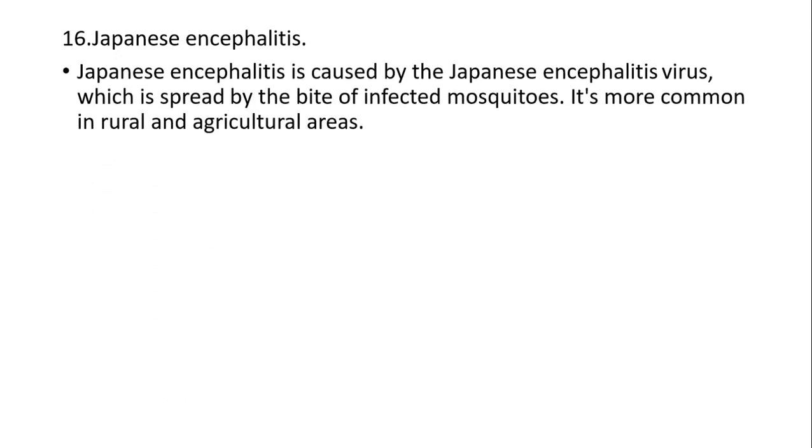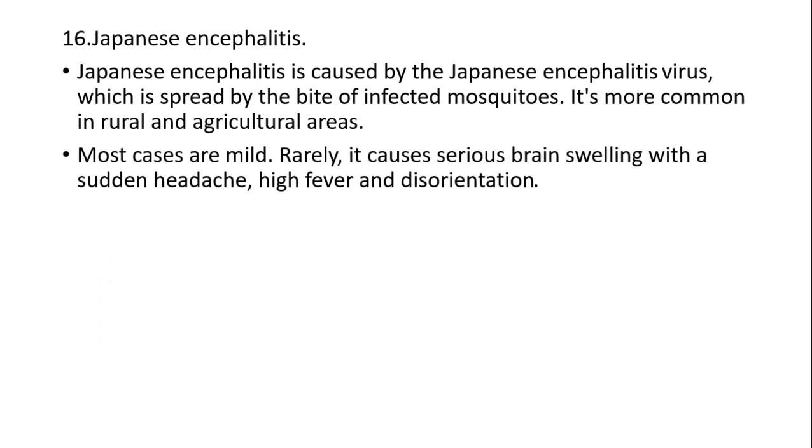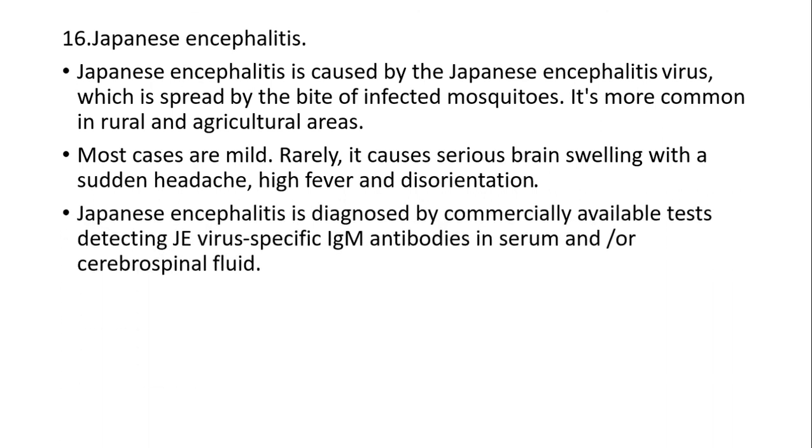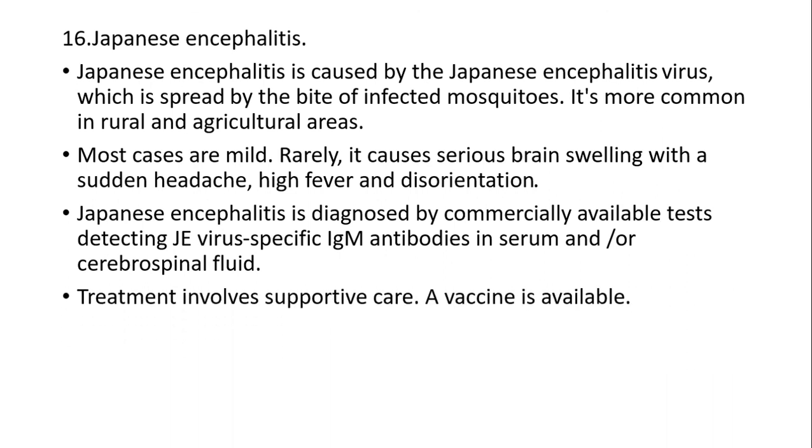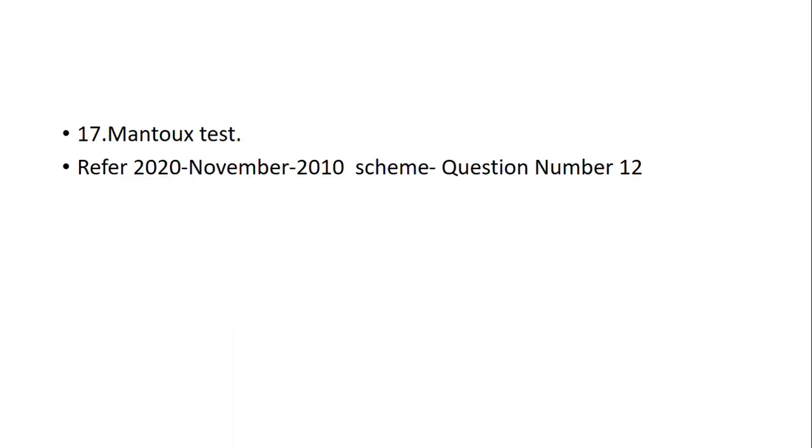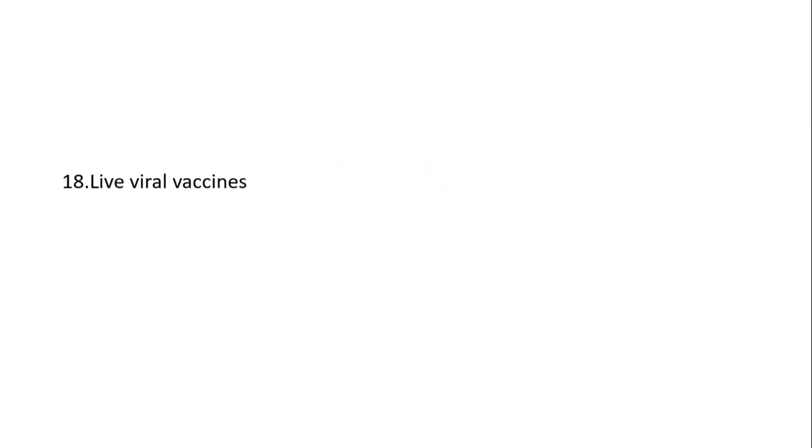Japanese encephalitis. Japanese encephalitis is caused by a virus which is spread by the bite of an infected mosquito. It is more common in rural and agricultural areas. Most cases are mild. Rarely it causes serious brain swelling with sudden headache, high fever, and disorientation. Japanese encephalitis is diagnosed using commercially available tests detecting JE virus-specific IgM antibodies in serum and/or in CSF. Treatment involves supportive care, and a vaccine is available now. Mantoux test has already been discussed.